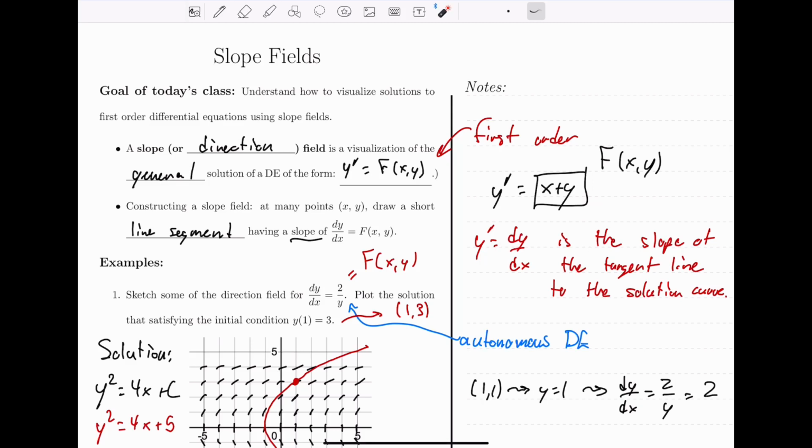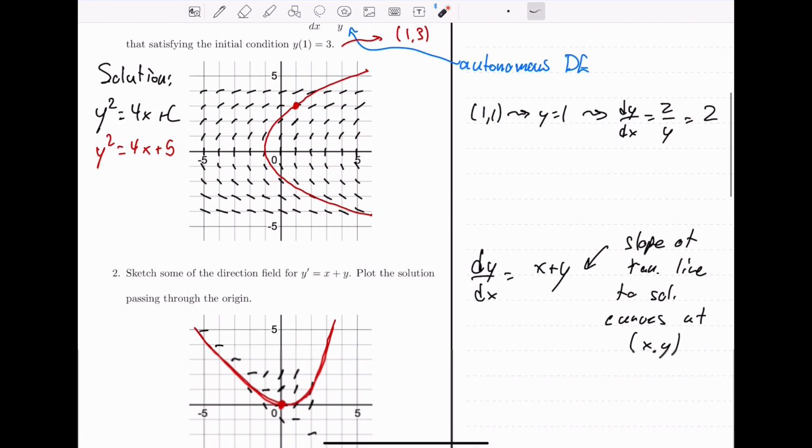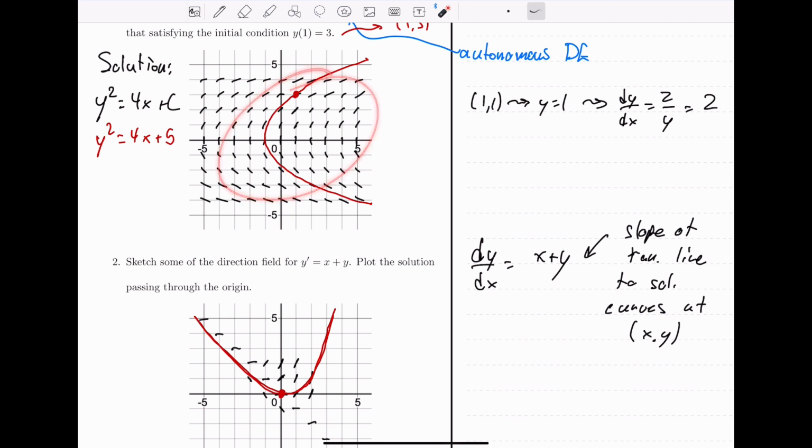In the last video, we saw how to use slope fields or direction fields to visualize the general solution for a differential equation. We have to have differential equations that are first order, where y prime is a function of x and y. So we practiced trying to draw some of these slope fields by hand, and then we saw how to use Desmos to generate the slope fields for us.